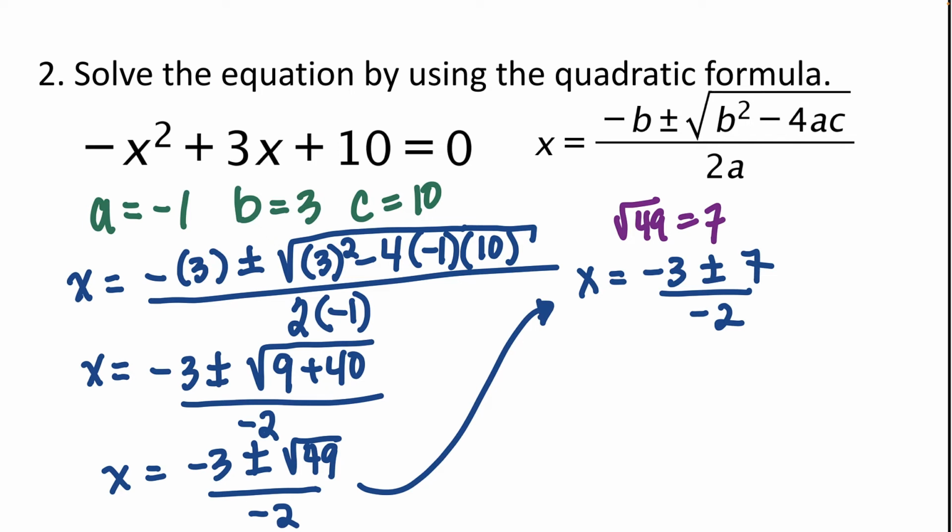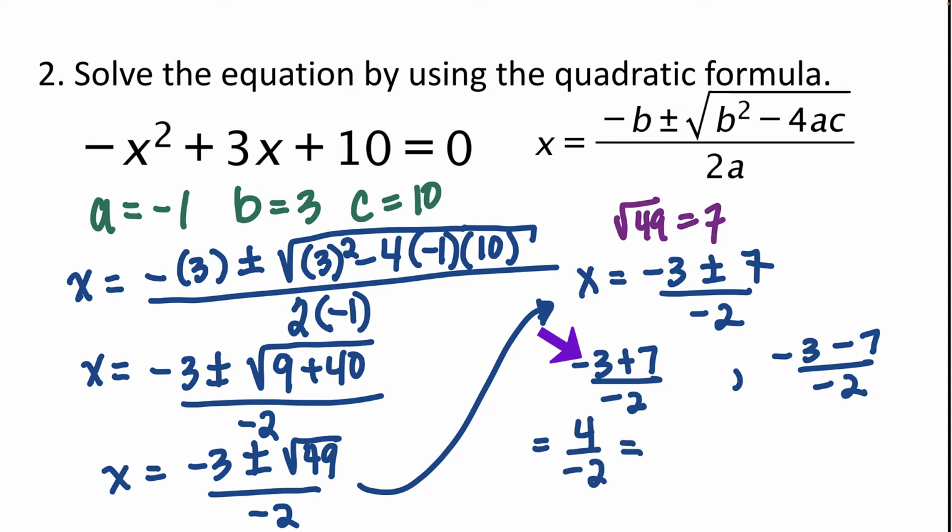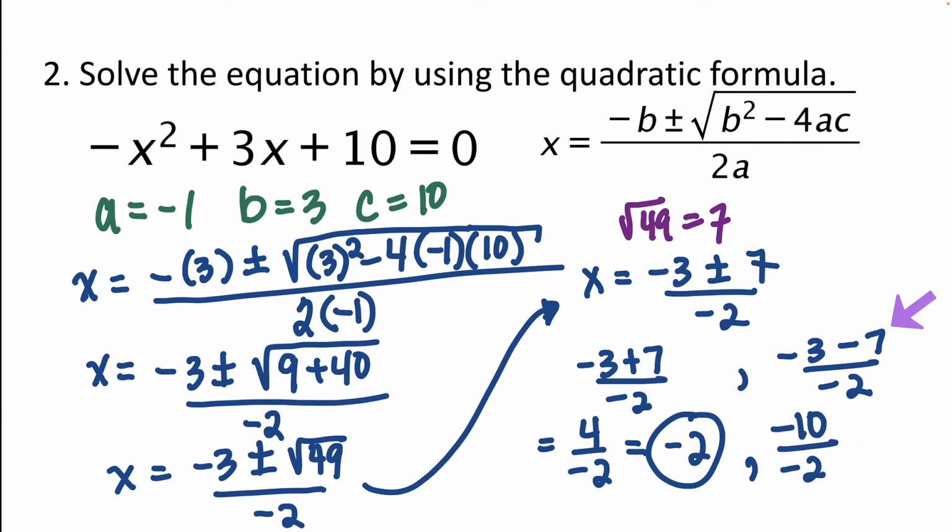Now let's find the two exact values. So this will be negative 3 plus 7 over negative 2 and negative 3 minus 7 over negative 2. Once again, since we can keep simplifying, we should keep simplifying. You want to keep going until you can't simplify anymore. So negative 3 plus 7 will be 4 over negative 2. 4 divided by negative 2 will just be negative 2. And negative 3 minus 7 would be negative 10 divided by negative 2. And negative 10 divided by negative 2 is positive 5.